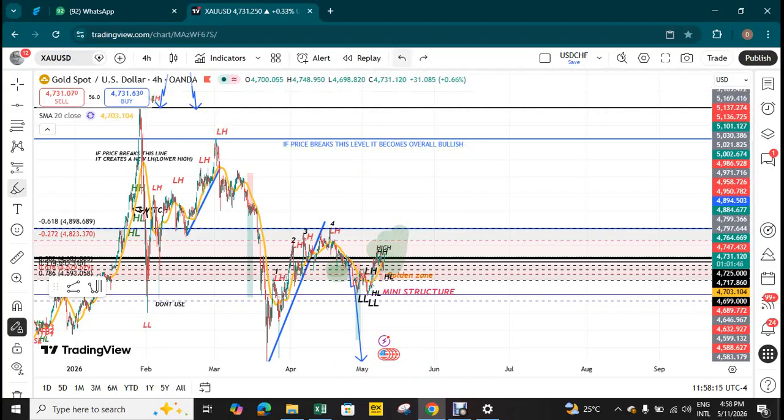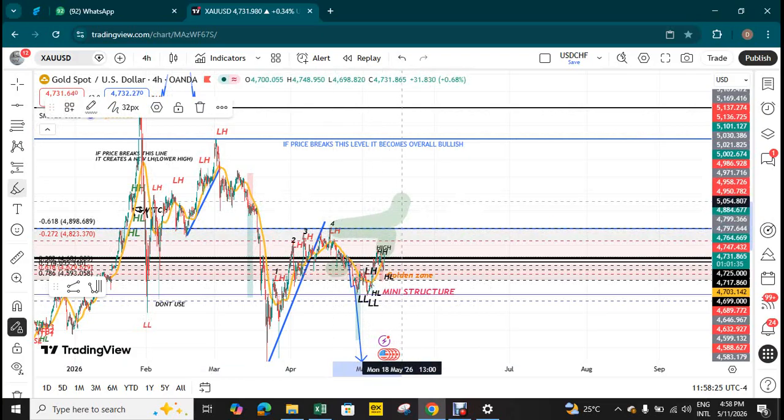So what's likely to happen now is price might keep pushing up, cross this previous lower high, give us a new lower high. And what happens? We see LH5.